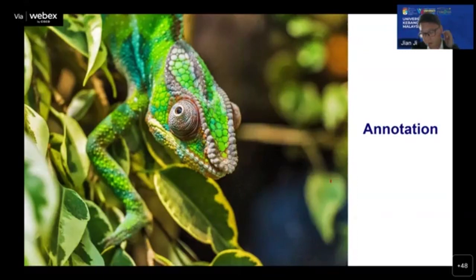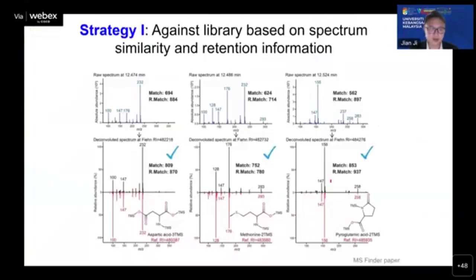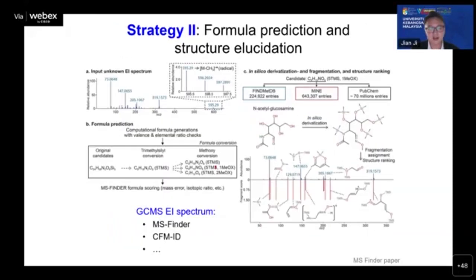So let's talk about some annotation pitfalls. In annotation, normally we have 2 strategies. The first strategy is to do the similarity comparison against the library, together with the retention time comparison with the library. So we do the annotation. The second is to use fragmentation to do the structure elucidation. When we get the spectra, we use formula prediction to calculate what kind of elements they are going to have.